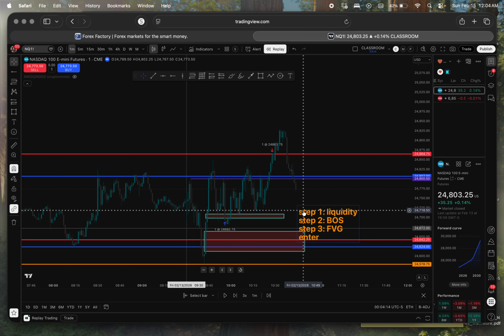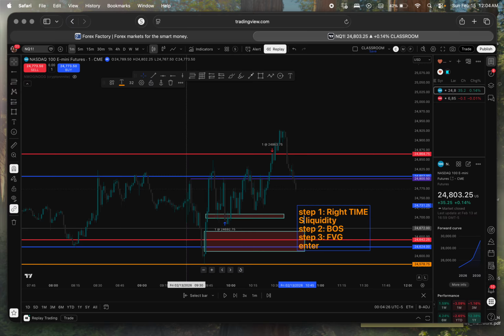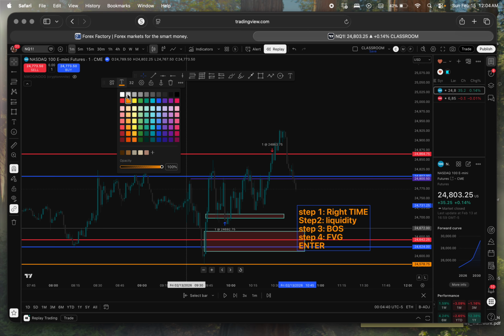All right. I'm also going to put on here, I know I put step 1 is liquidity, but what I'm going to do is step 1 is actually right time. And then step 2 is liquidity, step 3, and then step 4. And then you enter into the trade.